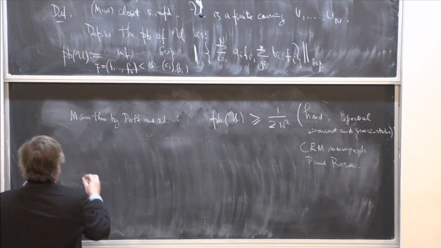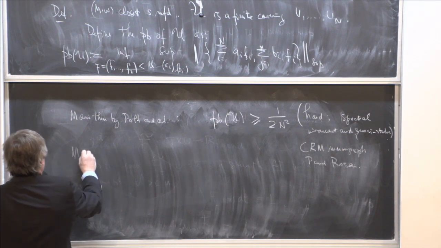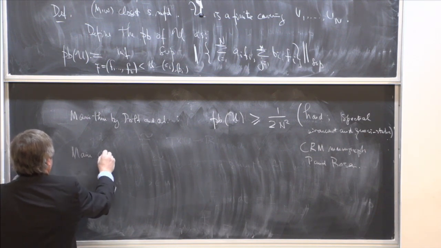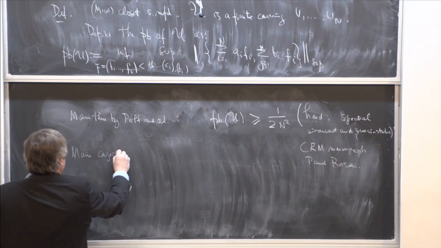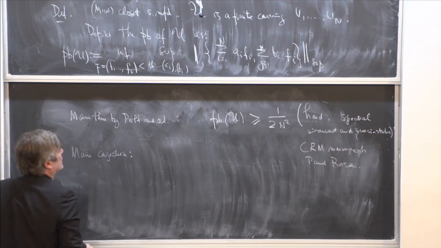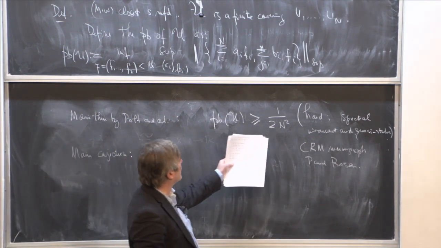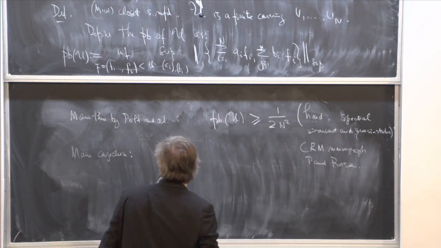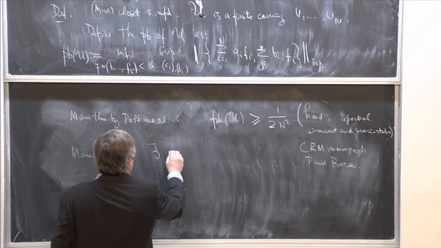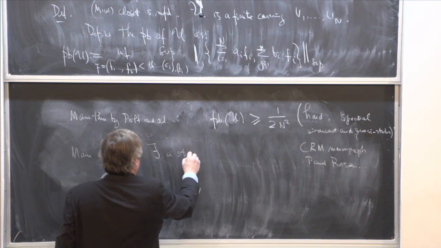Okay, perfect. So now the main conjecture of Polterovich is that actually there is a bound that does not depend on capital N. There is a strictly positive bound.